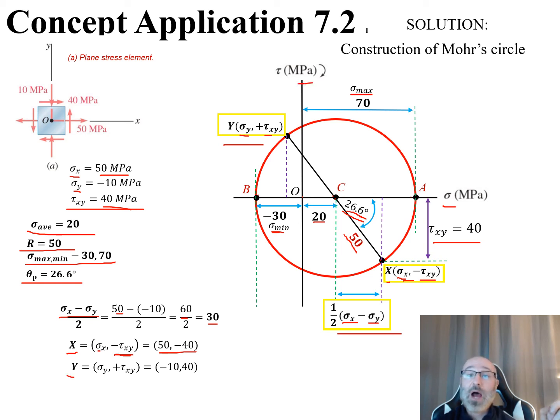We do the same for y. Our y, we can see here, was a sigma y and a tau xy. So our sigma y right here, we come up here, is negative 10 megapascals, and our tau xy right here is 40. So this is a negative 10, 40. So we go over on our sigma axis here, negative 10, and we go up here to a value of 40 right there, and that gives us now our coordinates for our y.